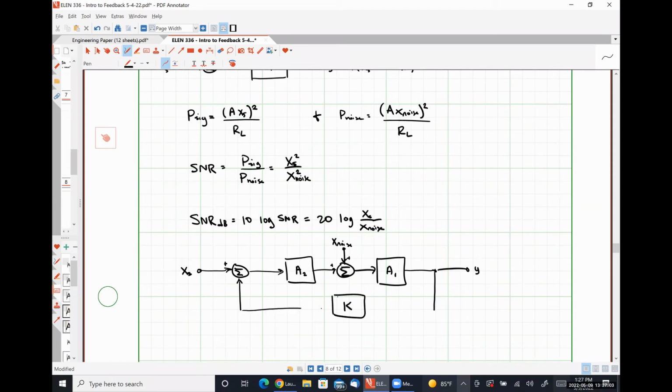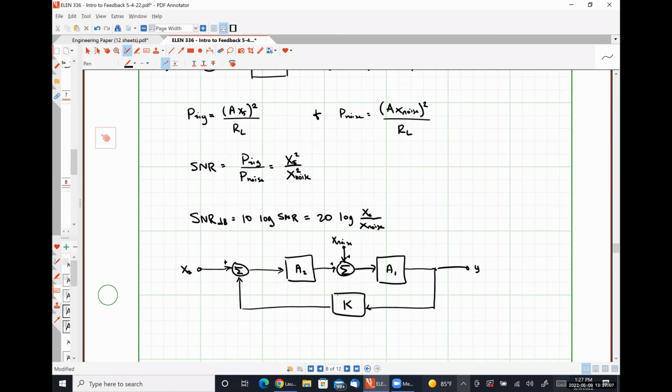Here's our feedback network. Okay. I'm going to call this X2. I'm going to call this X1. I'm going to call this X2. So what we're going to do here is we're going to figure out what our relationships are so that we can calculate our new signal to noise ratio.